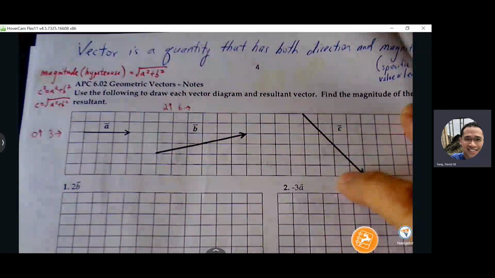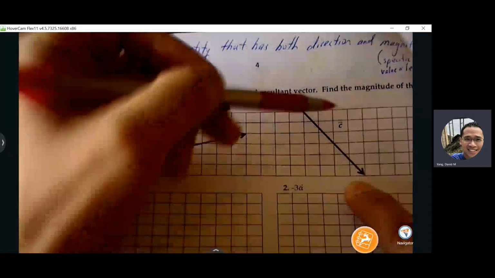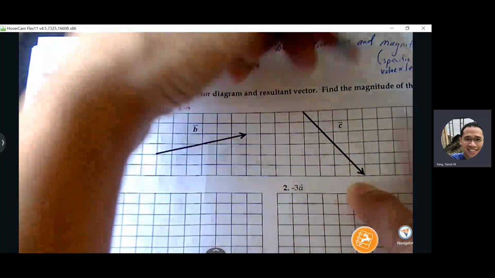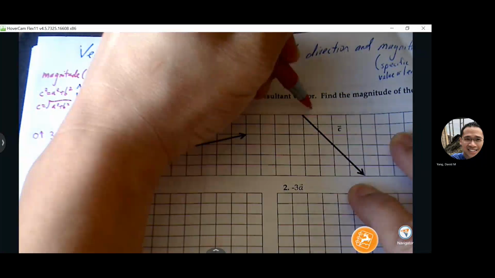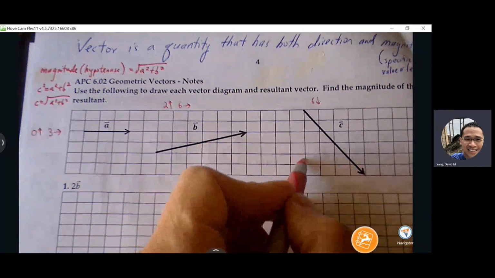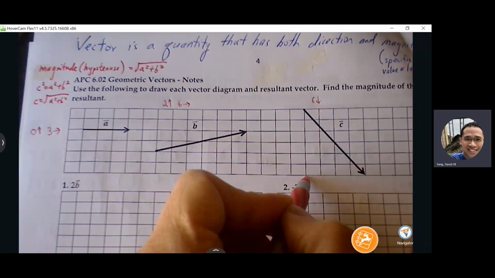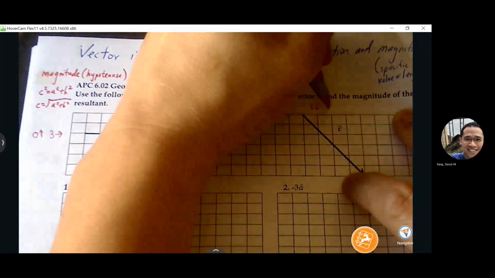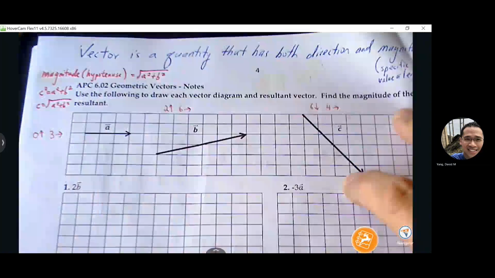Okay. And then what about vector C here? Let's go up and down first. So down. Down 6, 1, 2, 3, 4, 5, 6. And how many over? 4 over. Okay.